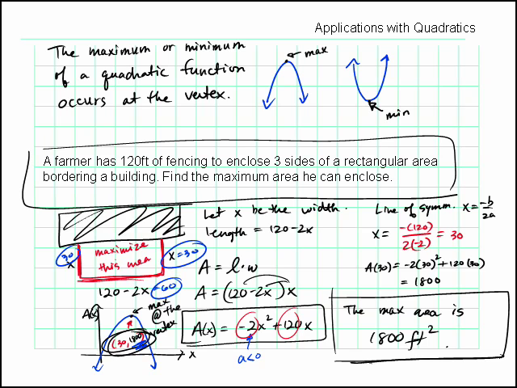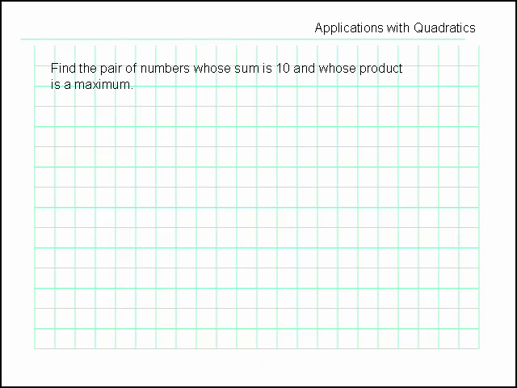Let's do another one. Find the pair of numbers whose sum is 10 and whose product is a maximum. Okay, so let x be the first number. Since their sum is 10, the other number is then 10 minus x. That's the only way that they could add up to 10. If one's x, the other one has to be 10 minus x.